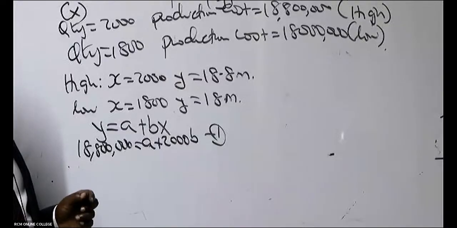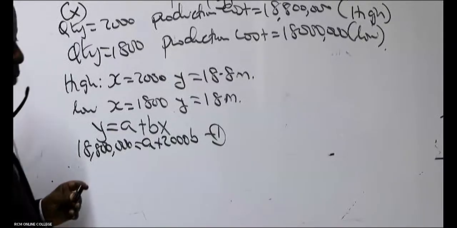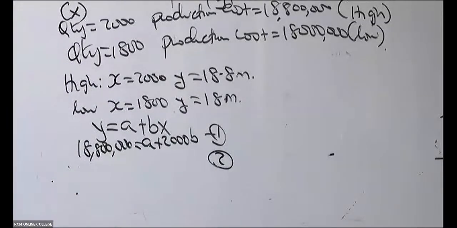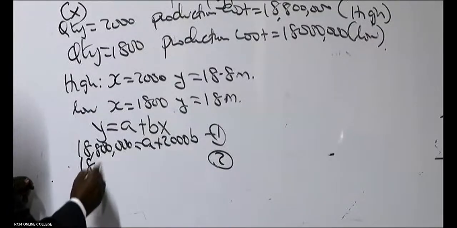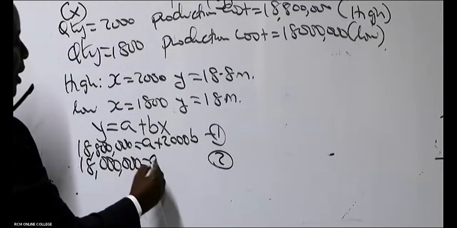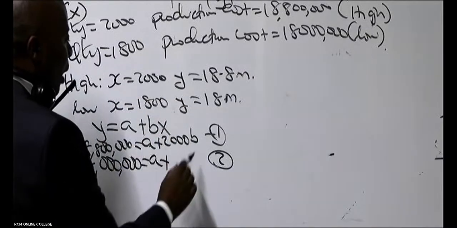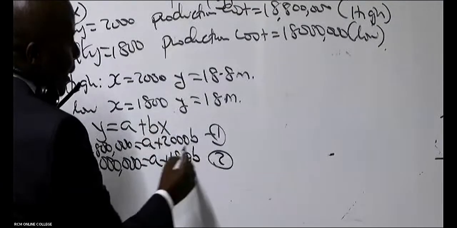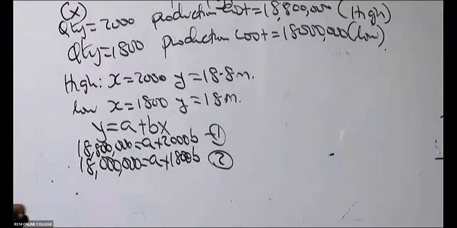How about equation number two? Equation number two, ladies and gentlemen, what do we have here? It is 18 million, isn't it? 18 million is y equals a plus bx. X is 1,800, so plus 1,800b, like that. So from there we can eliminate a. Is that okay? We can eliminate a.